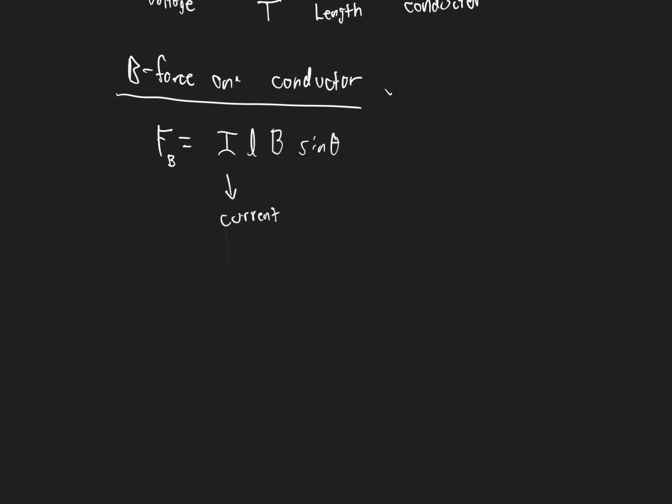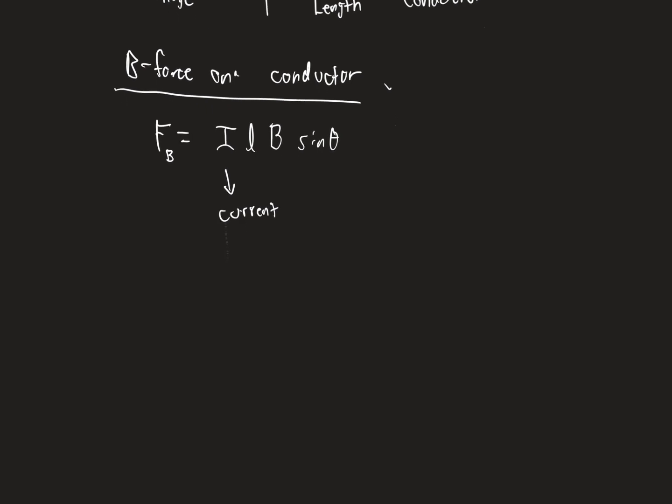But you've worked with current in your lab. L is again the length of a conductor that's inside of a field. B is the magnetic field. And then sine theta is the angle between the current and the magnetic field. So it's magnetic force on a conductor.